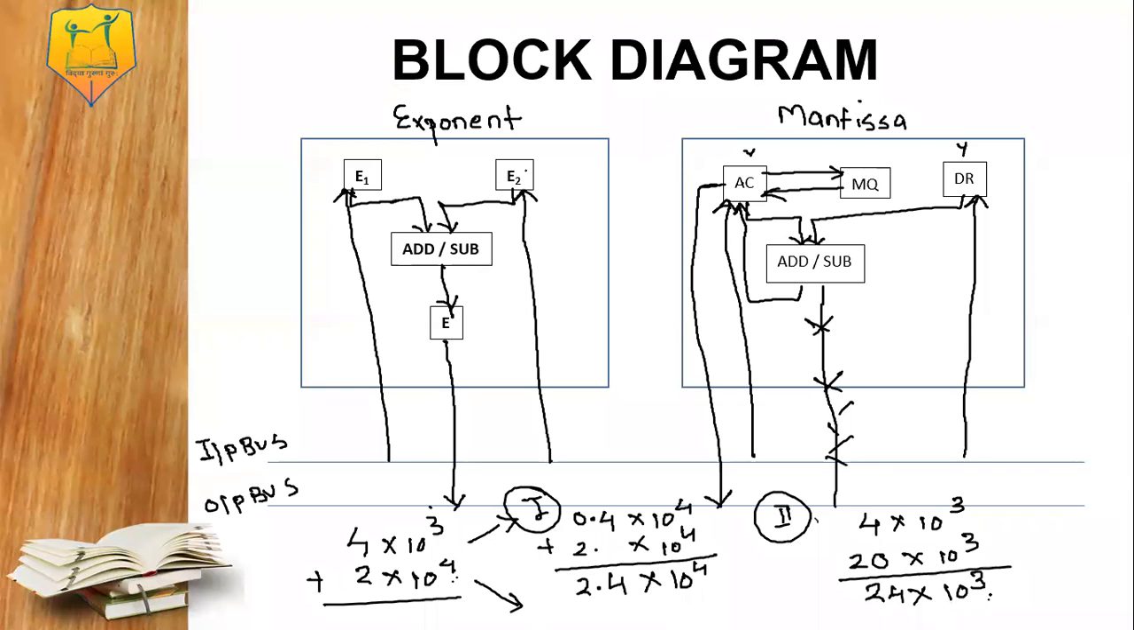Now this is right, but guys, it's floating point addition. The answer is 24.0 into 10 raised to 3. Is it my normalized form? Obviously no, it is not a normalized form. So it's a simple thing, I have to make it normalized again. To normalize it, I'll put a dot, keeping one non-zero digit on the left-hand side of the dot. So simple, 2.4 into 10 raised to 4.